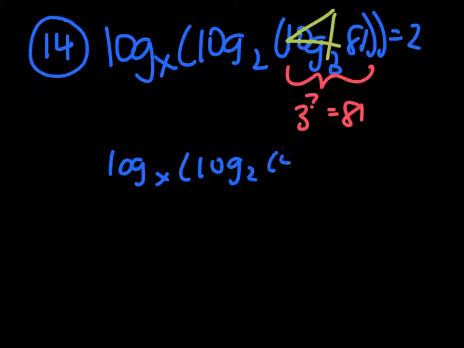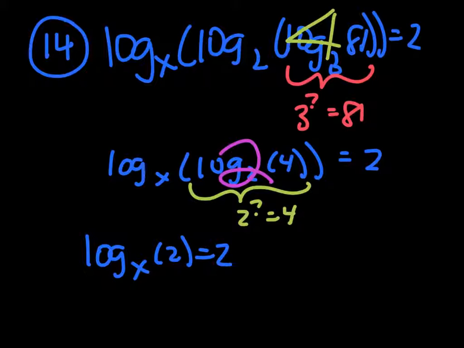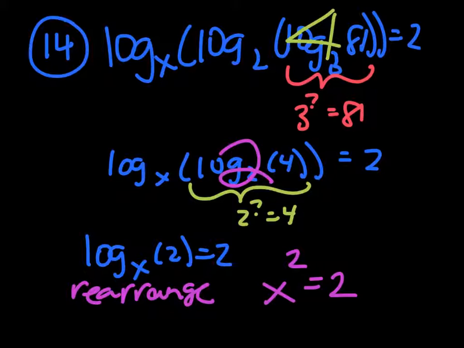So now I'm going to simplify this one next. So I have to think in my head 2 to what power is 4. That means that this whole thing is 2. So now I have log base x of 2 equals 2. And so if I rearrange this, I have x squared equals 2. And so if I want to try to figure out what x is, take a square root.